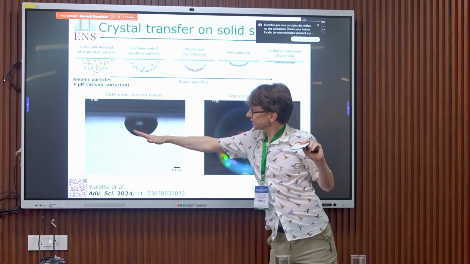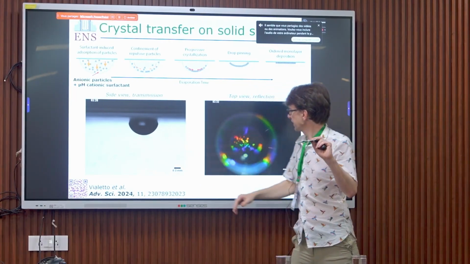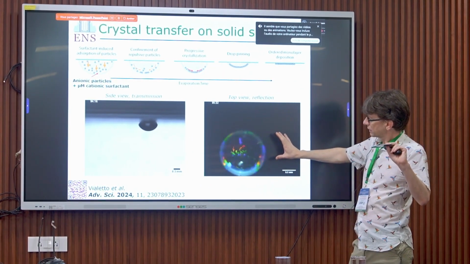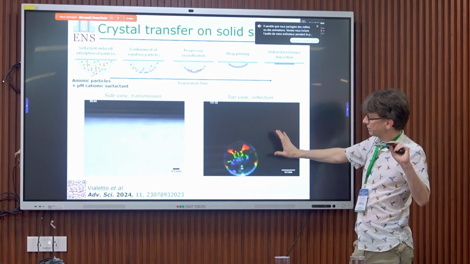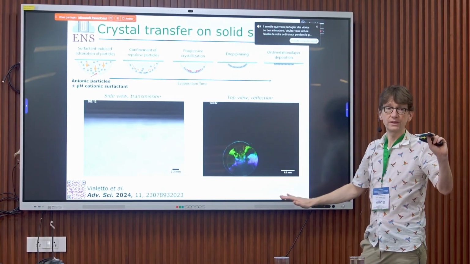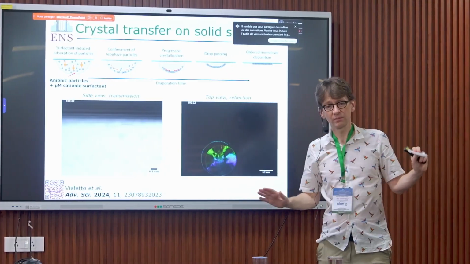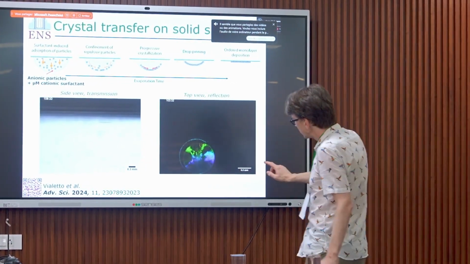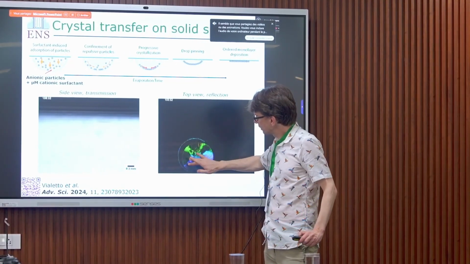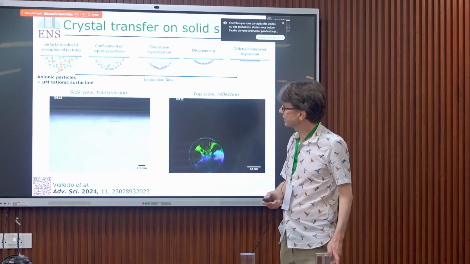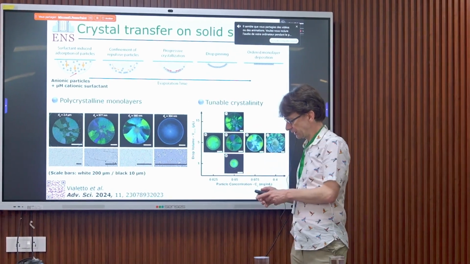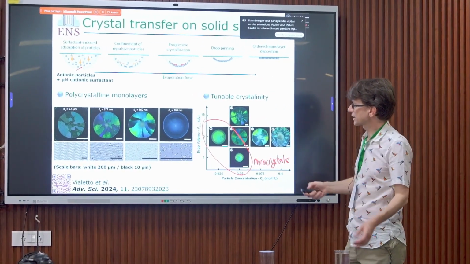Here, my crystal is on the top of the droplet. My droplet is drying, and it will, by itself, deposit the crystal on the surface. So it's purely self-assembly. There is nothing to do. You have a little bit of extra particles in the middle, but all of this is monolayered and nicely crystalline. And then you can play with all different parameters. You can even do monocrystals.